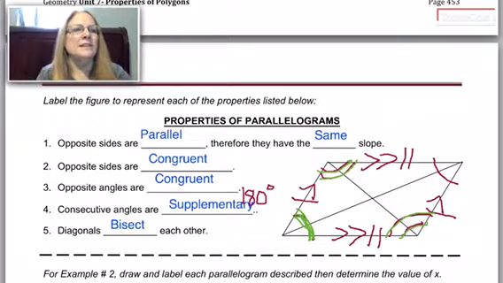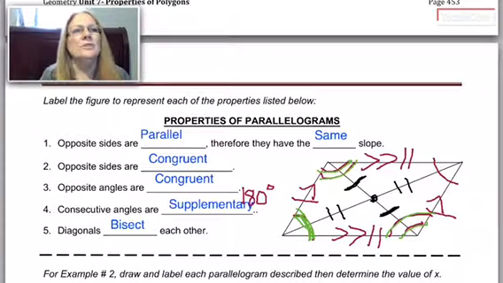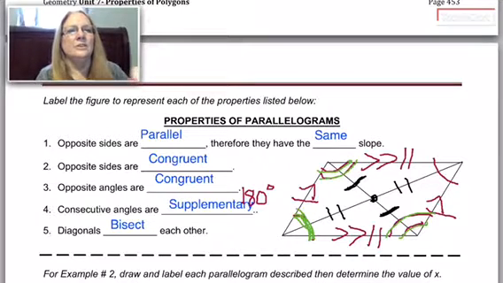And diagonals bisect each other. Okay, bisect each other. That means this is a midpoint. That means that this segment right here is congruent to this one, and this segment right here is congruent to that one. So these are the properties. Make sure that you have them all written down, and we're going to use those properties to solve some problems. Okay, you can pause if you need to.